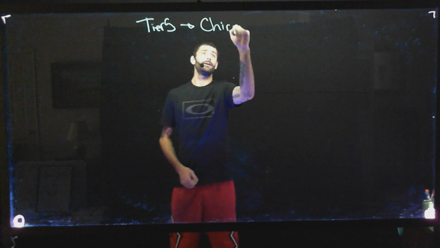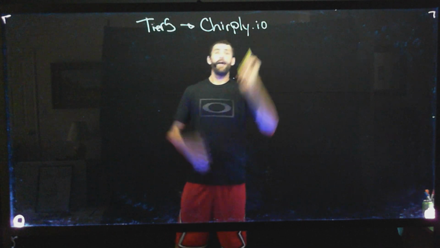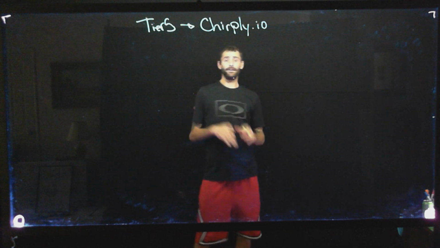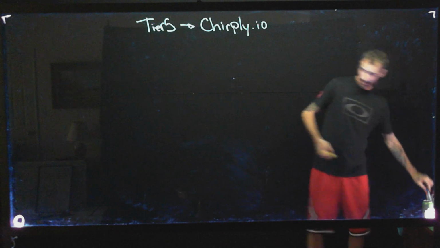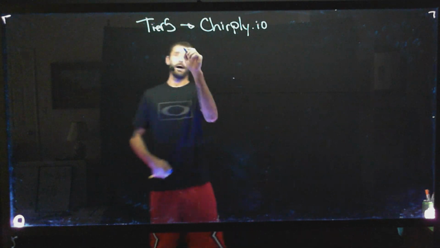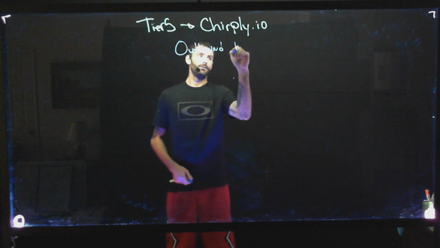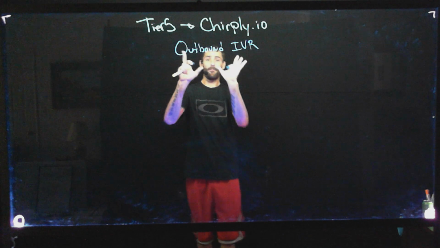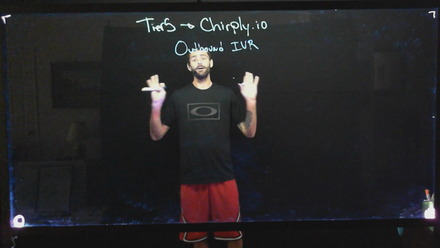My name is John Vaughn, and I am the founder of Tier 5, which is the creator of the software I'm going to talk to you about today, which is called Chirpley, which you can go to at chirpley.io. And today I'm going to explain to you literally a process that I use in my business that's powered through Chirpley that's called an Outbound IVR. I'm going to explain what it is, and how I use it in my business every day to virtually print me money.